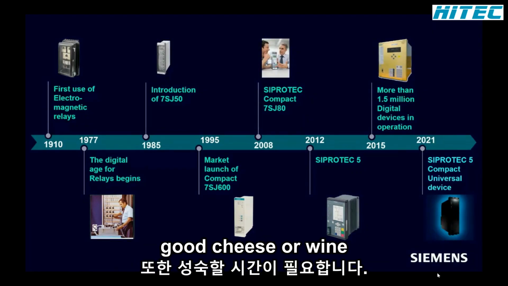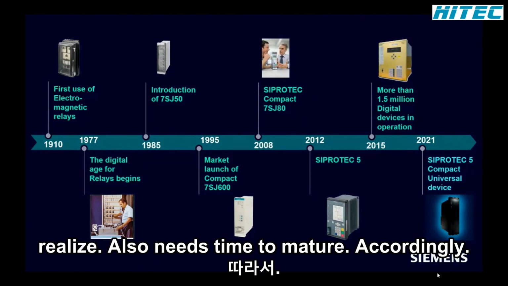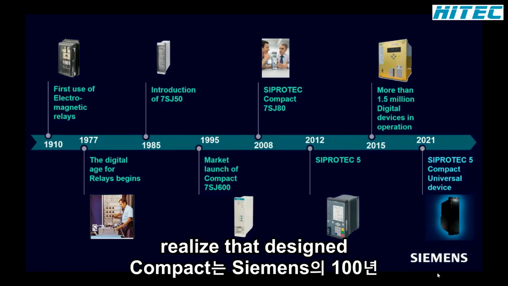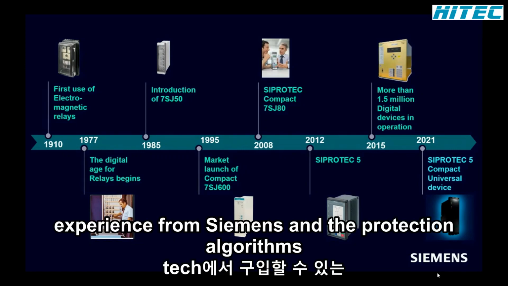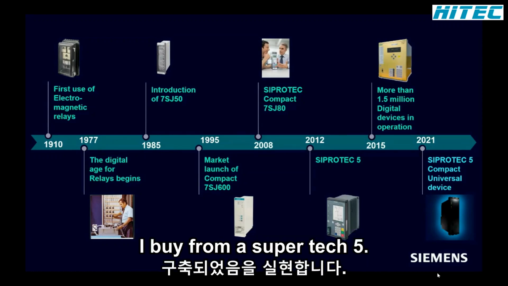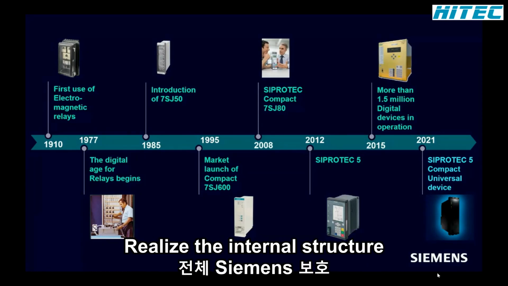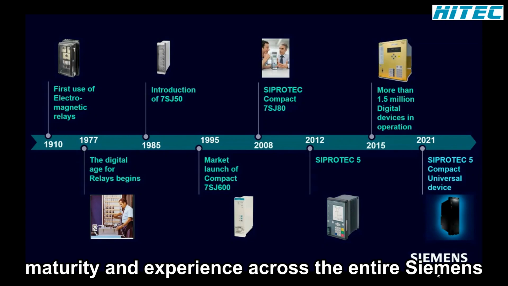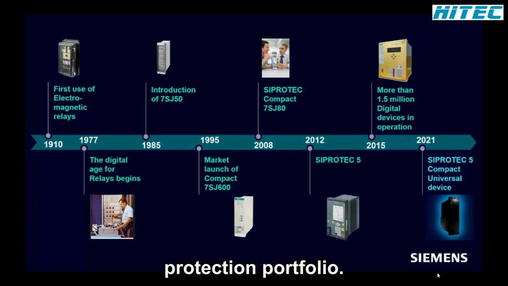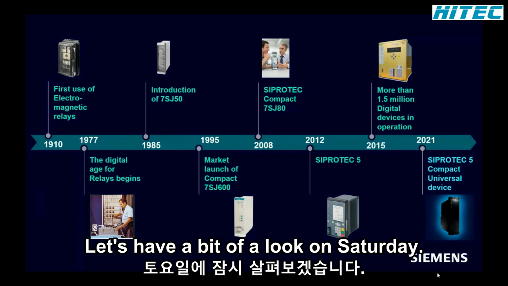But like good cheese or wine, relays also need time to mature. Accordingly, our SIPROTEC 5 Compact relays are designed and built on more than 110 years of protection experience from Siemens, and the protection algorithms are taken over from our SIPROTEC 5 relays. Also, the internal structure is built on the SIPROTEC 5, ensuring the same quality, maturity, and experience across the entire Siemens protection portfolio. And let's have a bit of a look on further.